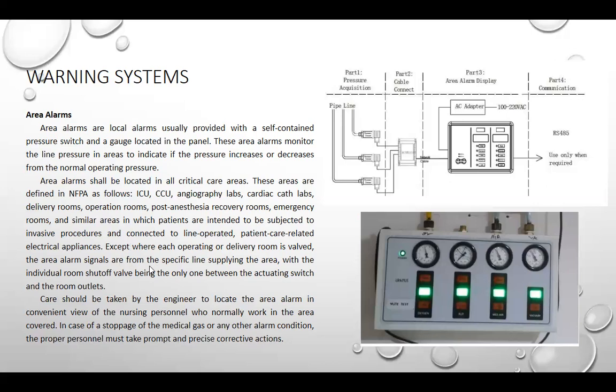Except where each operating or delivery room is valved, the area alarm signals are from the specific line serving the area, with the individual room shutoff valve being the only one between the activating switch and the room outlet. Care should be taken by the engineer to locate the area alarm in convenient view of the nursing personnel who normally work in the area.